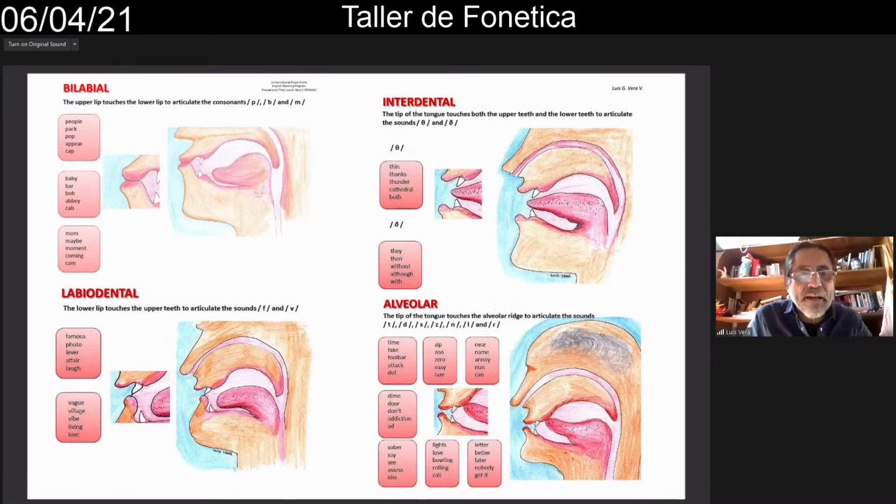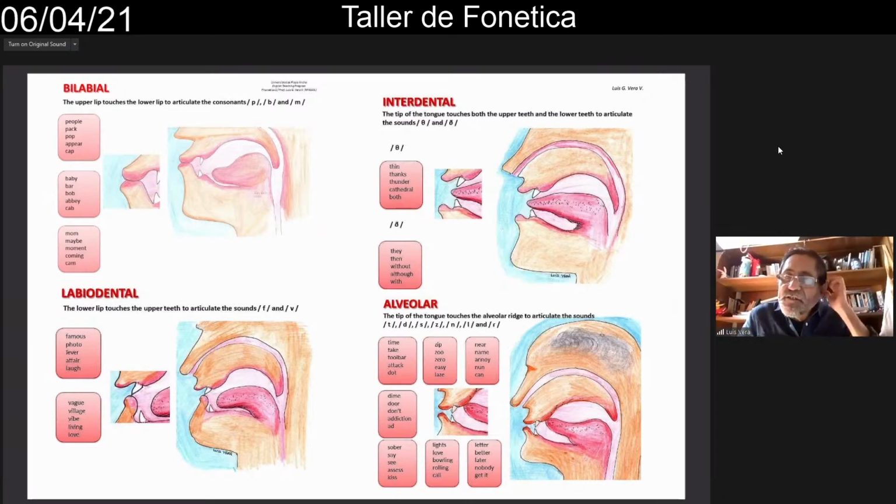Y se va a ver bilabial, labiodental, interdental y alveolar. Veamos, ¿qué es lo que es bilabial? The upper lip, esto es lo que pasa. This is what happens every time we produce the sound b, or p, or m. For example, the upper lip touches the lower lip to articulate the consonants p, b, and m. And then we have words like people, pack, pop, appear, and cap.